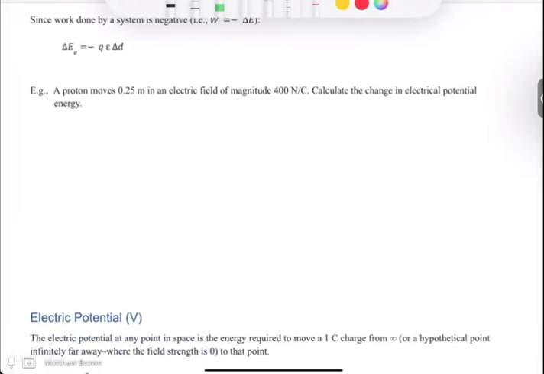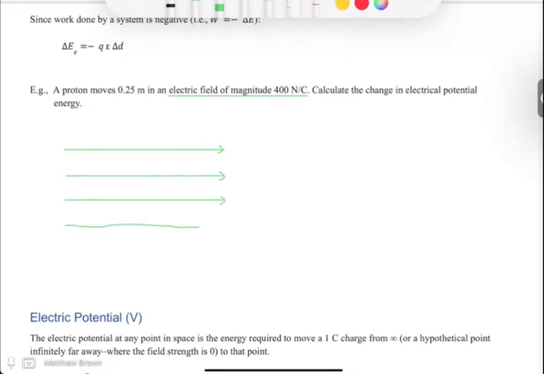So a simple, hopefully, example: a proton moves 0.25 meters in an electric field of magnitude 400 newtons per coulomb. Calculate the change in electric potential energy. In this case, we're dealing with a constant field. So we can look at this like it's just in this direction, a constant electric field. This could, again, be between some parallel plates or something like that.